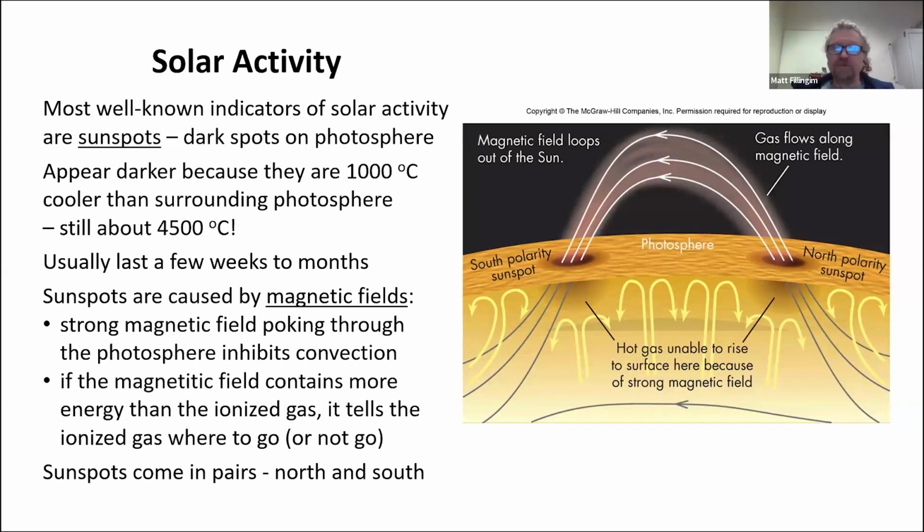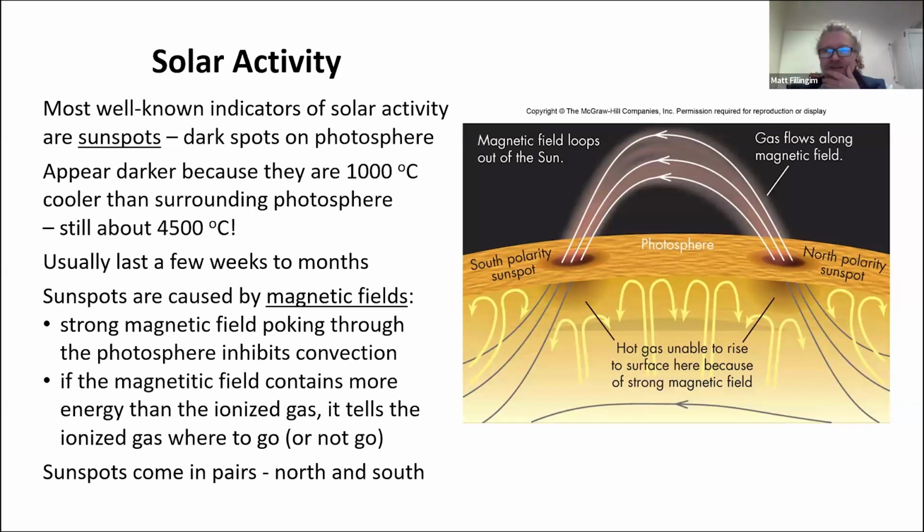It turns out that because the sun is made of an ionized gas, a magnetic field can tell that ionized gas where to go, or in this case, where not to go. The magnetic field here is containing more energy than the ionized gas. So it prevents the ionized gas from moving and convecting and having hot material rise from above. And so the ionized gas is stuck there, and it cools off and gets cooler and darker.